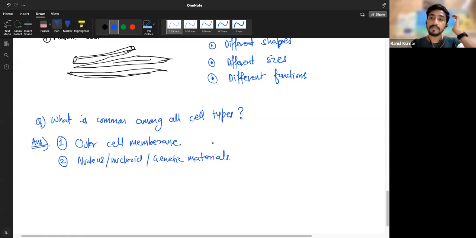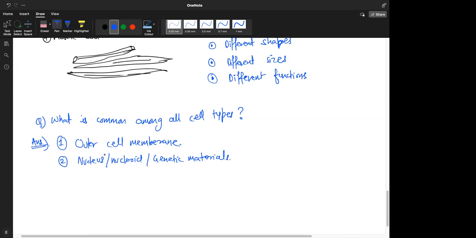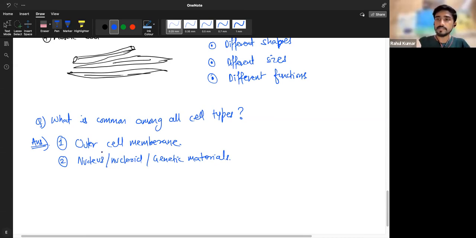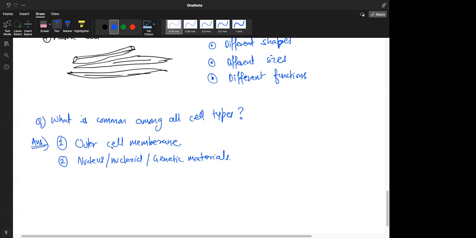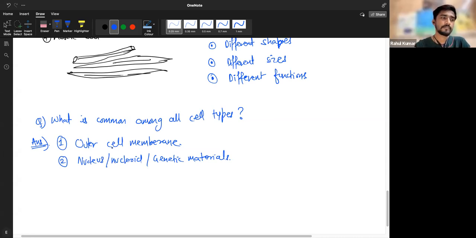When they develop, they lose their nucleus. Now it has a reason behind it that we will come to later. It's not like a red blood cell was produced without a nucleus. You cannot produce a cell without a nucleus because the information to make proteins, to make the structures of the cell, all that information is there in the nucleus only. So to begin with, every cell needs to have a nucleus. Or nucleoid, or genetic material. What else is common?